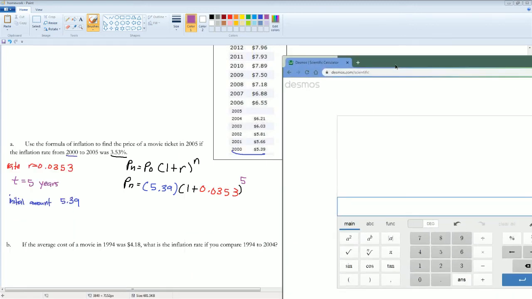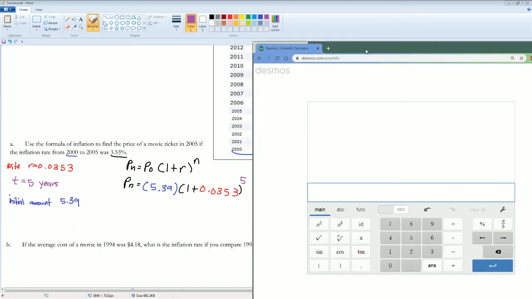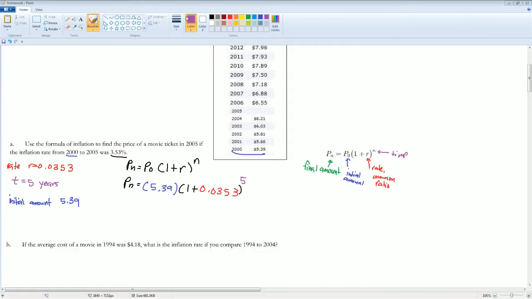All you do, once you have it in the correct formula, is plug it into the calculator, 5.39. No one could do this by hand, right? 1.0353, close the parentheses, to the power 5. There you go. Now you can round it. It's 6.411. So 6.41. Okay? Because again, this is a dollar amount.